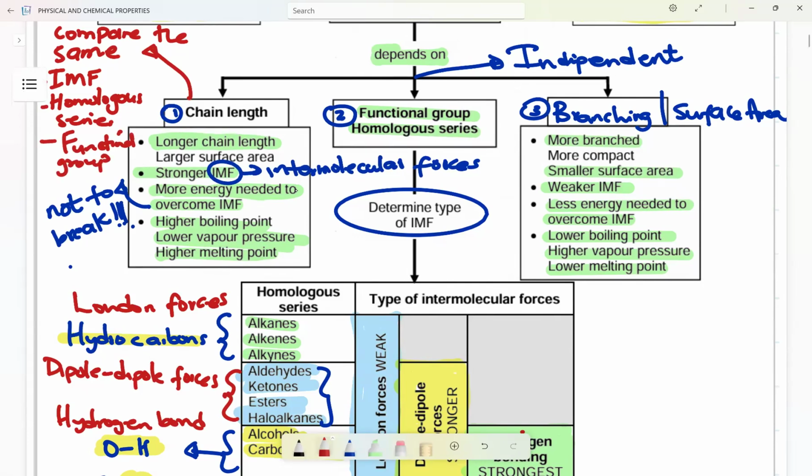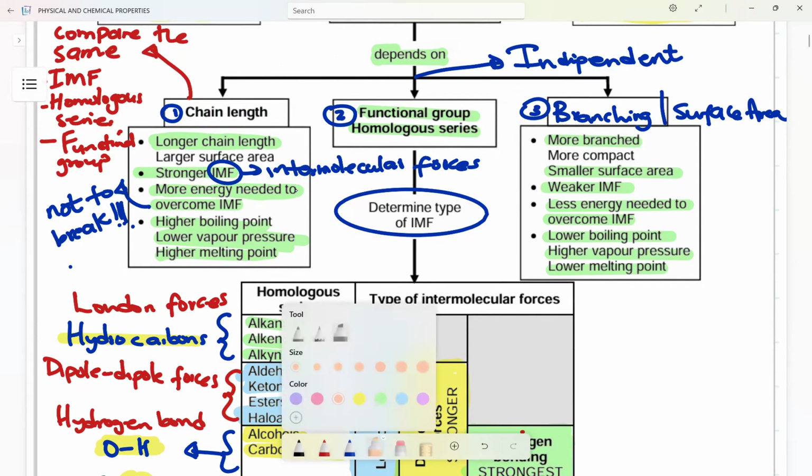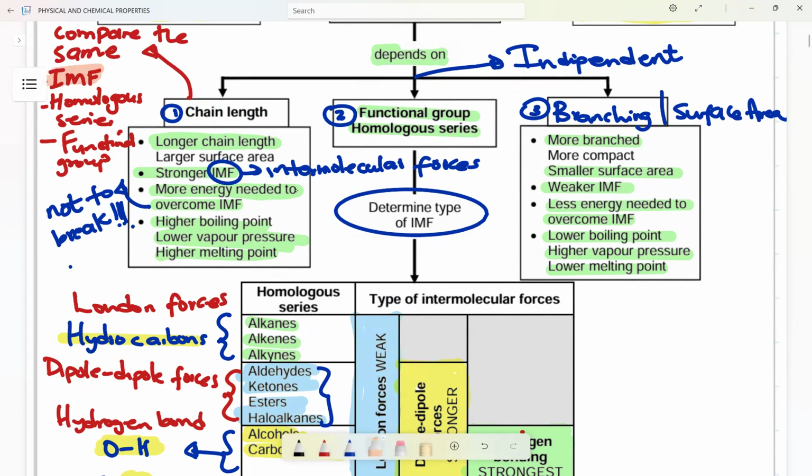When you are talking about the chain length, you cannot say the independent variable is chain length whereas now we are comparing an alkane and an alkene. No, this is not a fair comparison. If chain length is our independent factor, we need to compare what? The same intermolecular forces, of the same homologous series or the same functional group. Remember, we are trying to make a fair comparison.